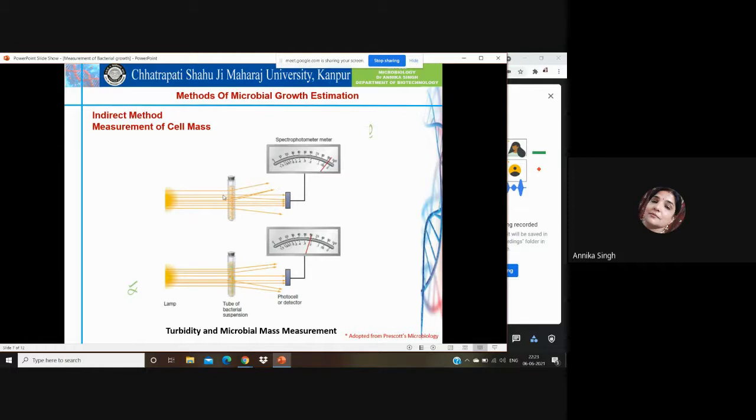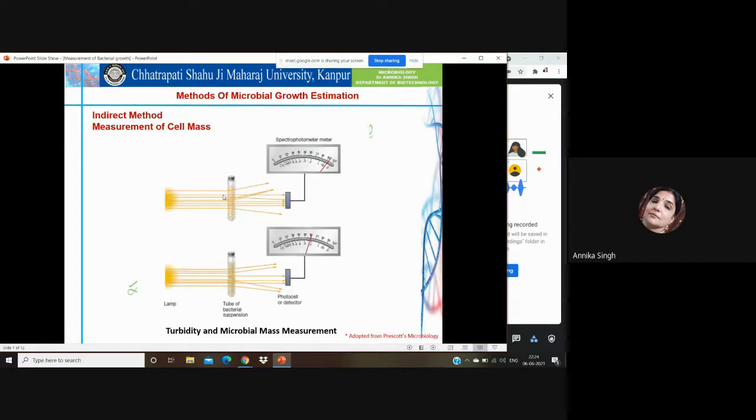So these are various methods, direct and indirect, to observe microbial growth. With the help of these methods, you can calculate the growth rate as well as the generation time. And as we know, generation time plays a very important role in studying various biochemical as well as molecular aspects of a particular microbial population. Thank you very much.